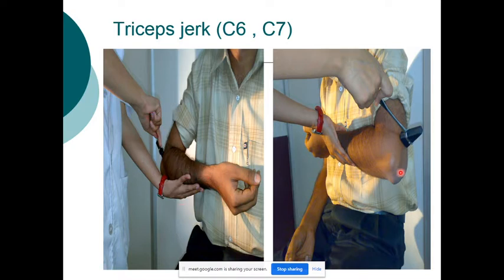She is hitting above the olecranon process. I think she is hitting a little too high. Don't hit so high. I think somewhere in this region. In this region, if you hit, you are going to see a contraction. You should always expose the muscle nicely. Whatever they have exposed here is not sufficient, expose a little more. So the root value of the triceps jerk is C6 and C7.